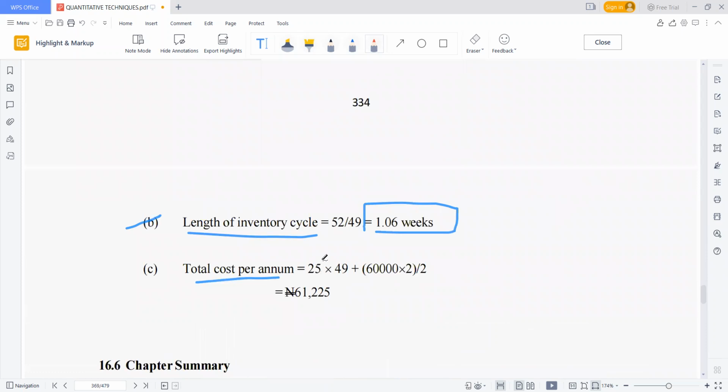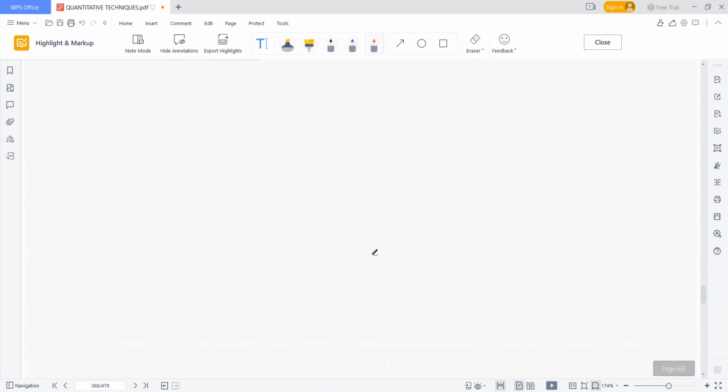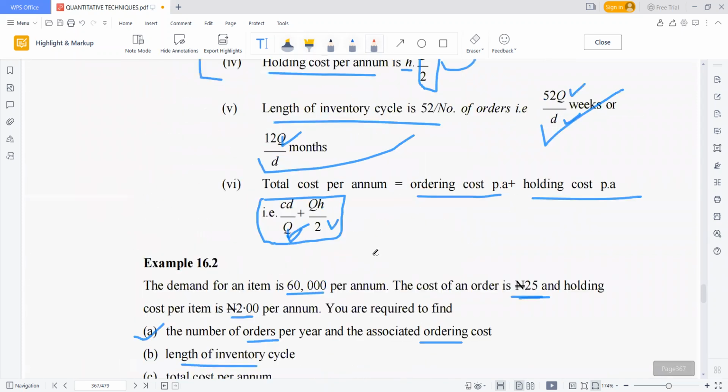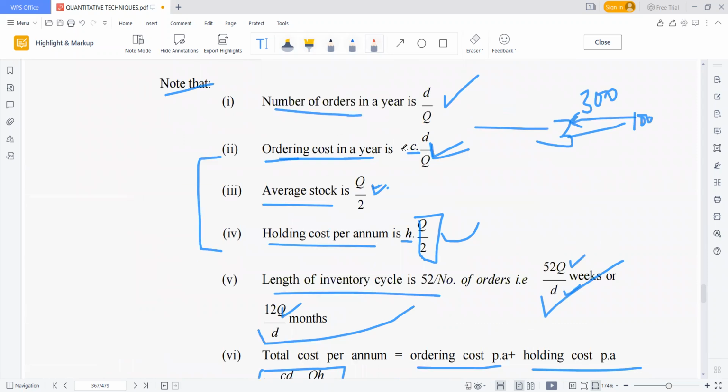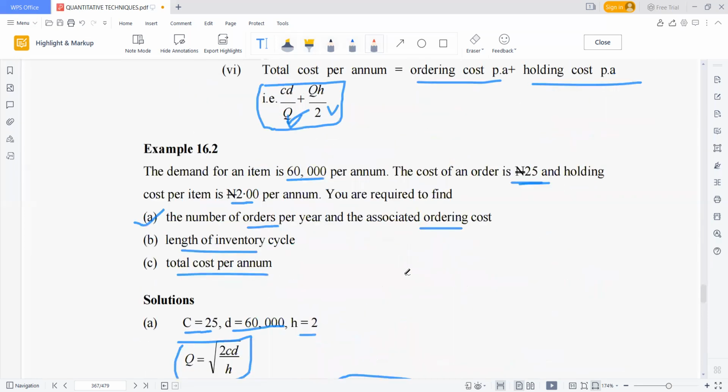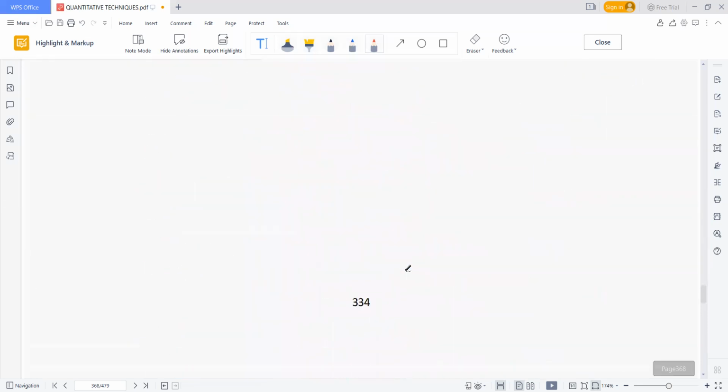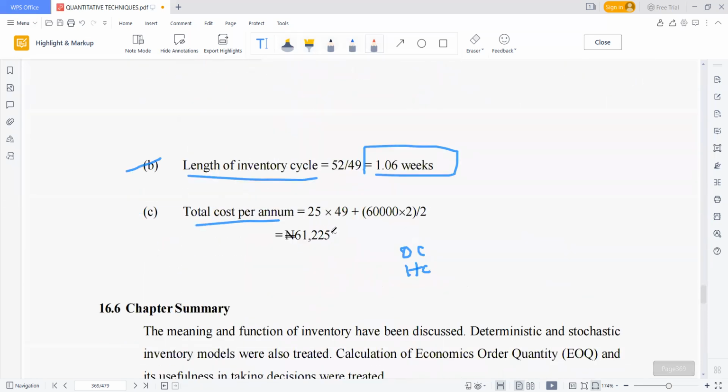Then the last part says that we should determine the total cost per annum. To determine the total cost per annum, we have to compute the ordering costs and holding costs. And what is our formula for ordering costs? We go back to this formula for ordering costs, which states CD over Q. So we have to compute for this and compute for this, then add both answers to get our total cost for the period.